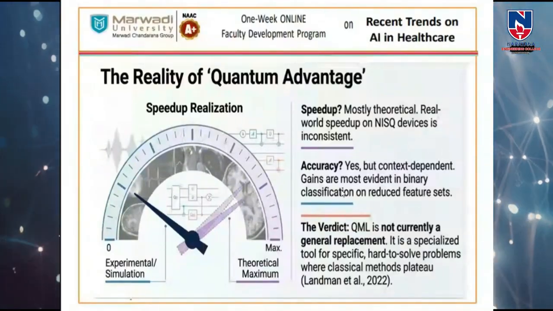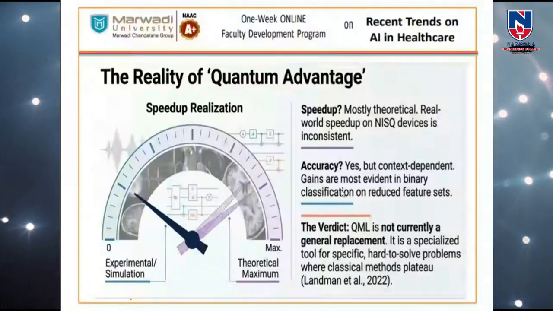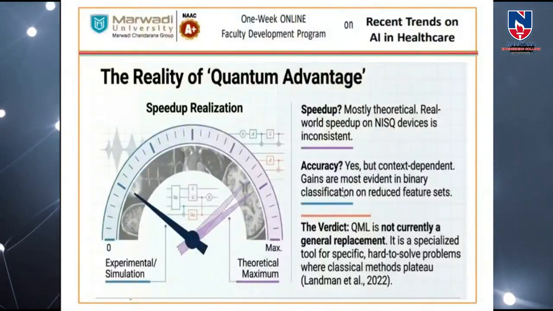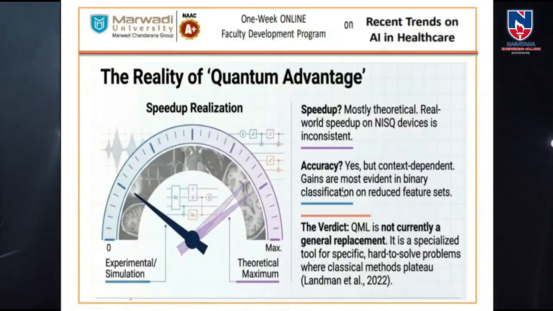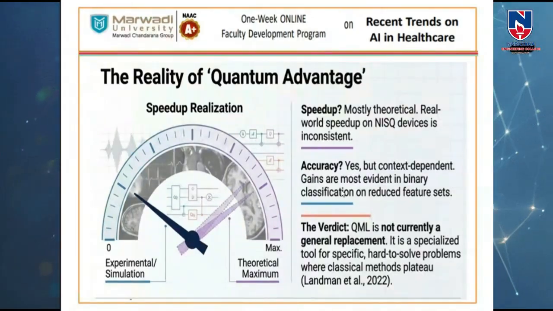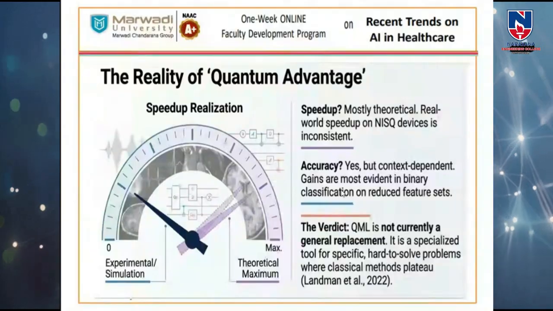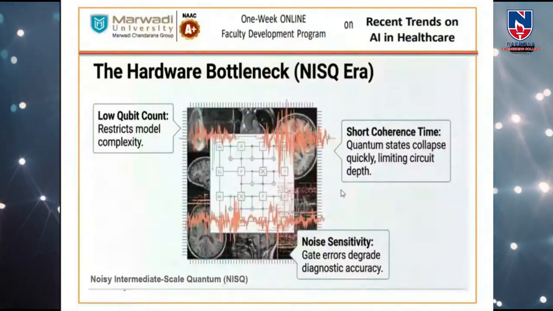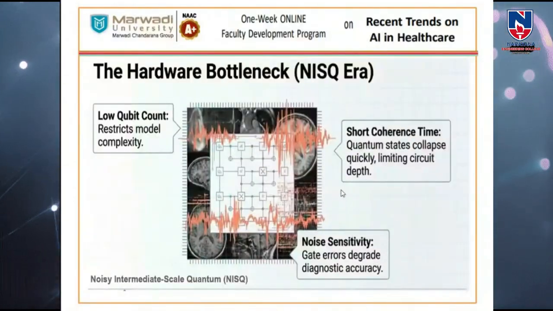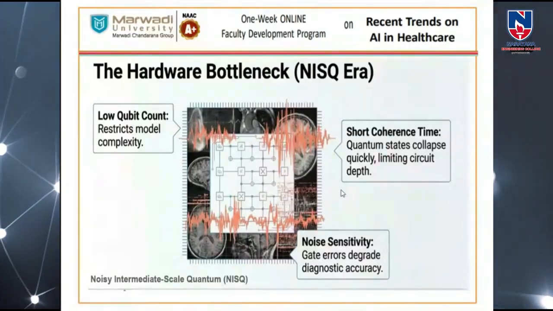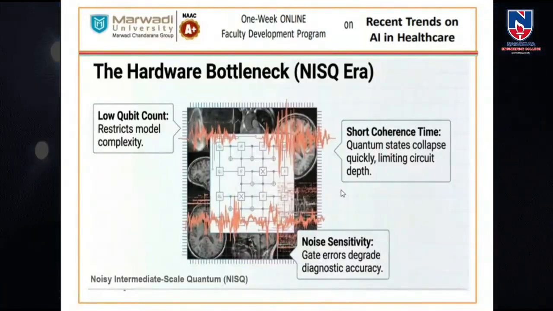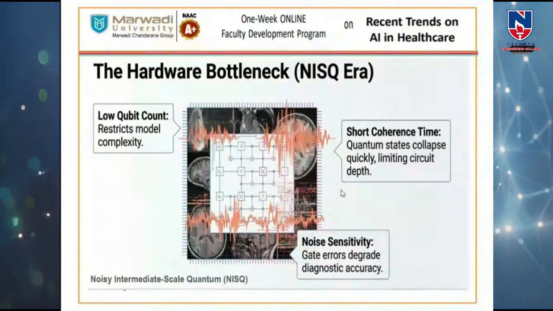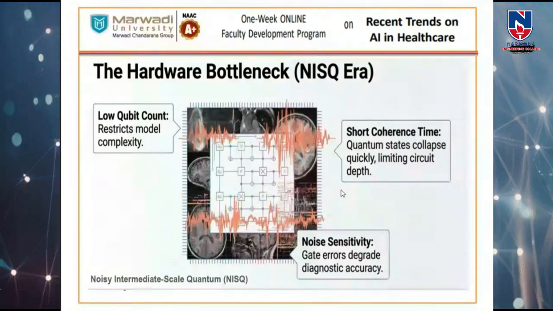Like that, the quantum advantage may be applicable only for a few areas because of hardware hurdles as well as cost. Of course, these are all assumptions. Up to what extent it is true is yet to be seen. Another, as I mentioned, is low qubit counts, short coherence times, and noise sensitivity. These are some of the hardware hurdles or limitations of quantum computing.